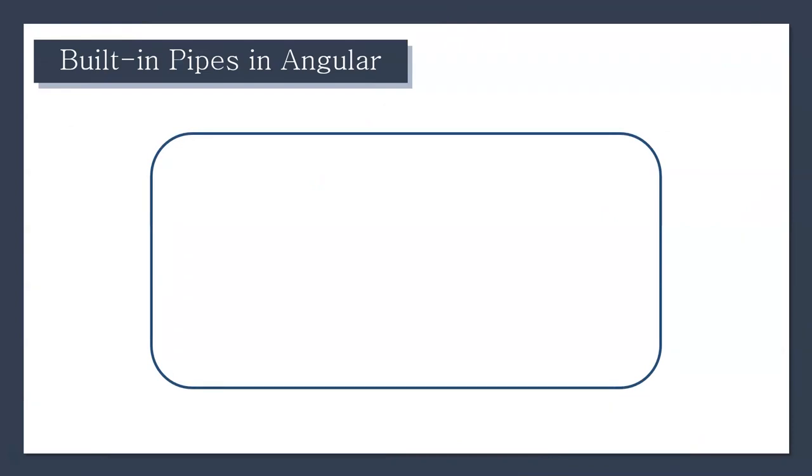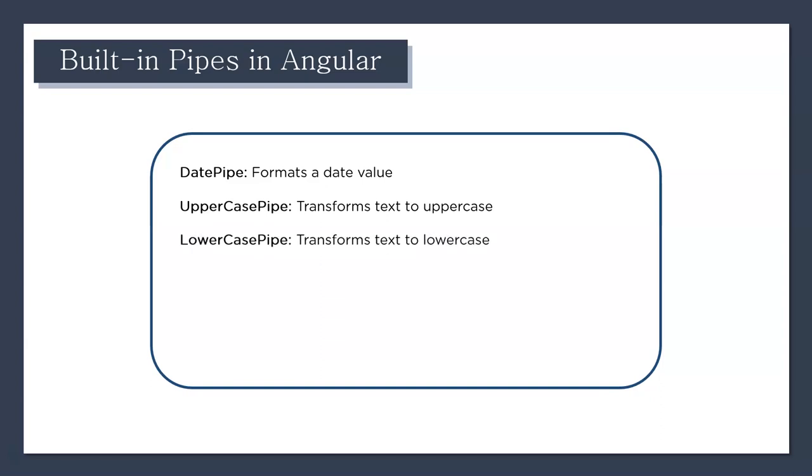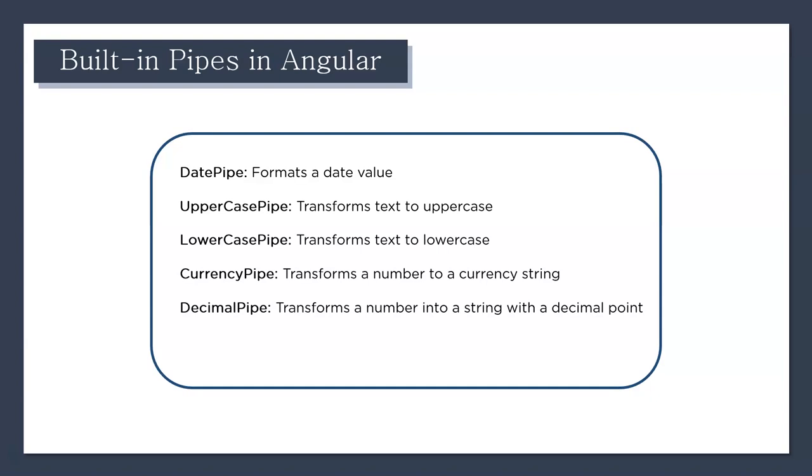Now Angular provides several built-in pipes to beautify the data being shown on the user interface. Now you can see we have the date pipe, which formats a date value. We have the uppercase pipe that transforms text to uppercase. The lowercase pipe that transforms text to lowercase. We have the currency pipe. We have the decimal pipe that transforms a number into a string with a decimal point. And then we have the percent pipe that transforms a number to a percentage string. Now let's see how these built-in pipes are used in Angular.